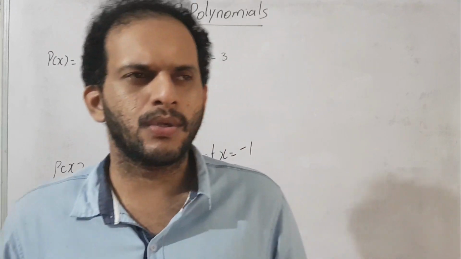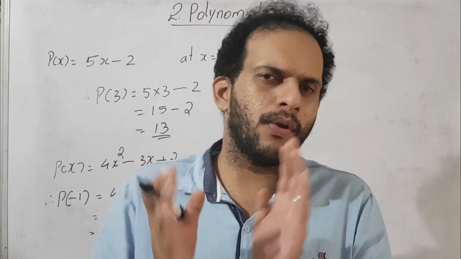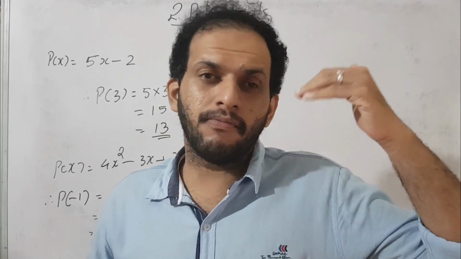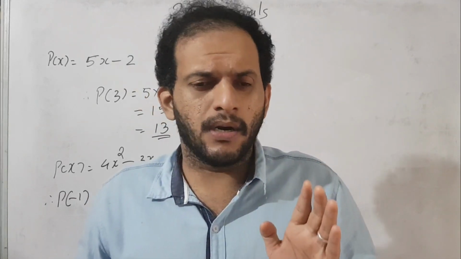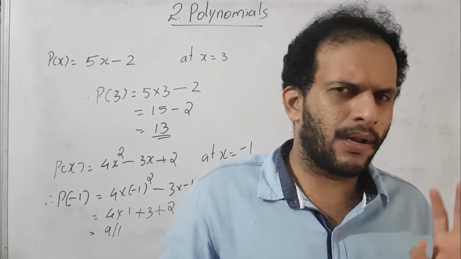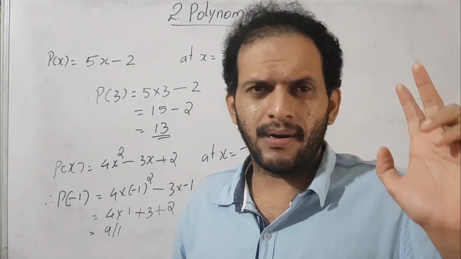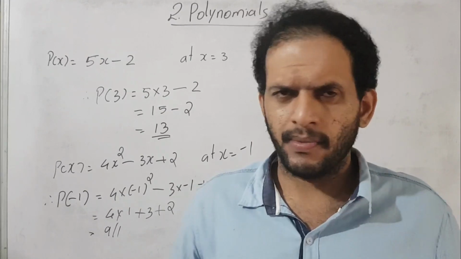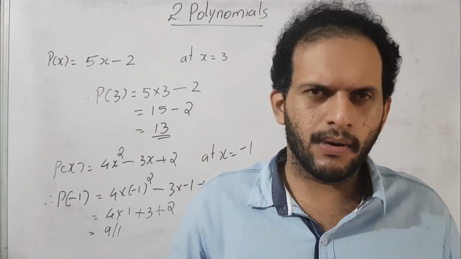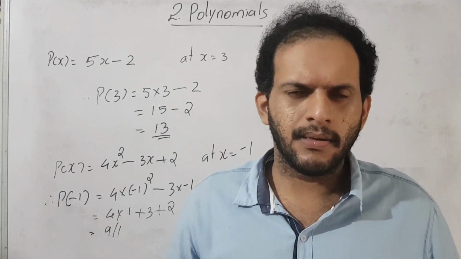We did this last year also, how to find the value of the polynomial. Okay, then what are the ideas we discussed? First we find the degree of the polynomial. Then we divide them mainly into 3 types of polynomial. What are they? Linear, quadratic and cubic. Then we discussed how to find the value of the polynomial. Okay, you remember this, am I right?